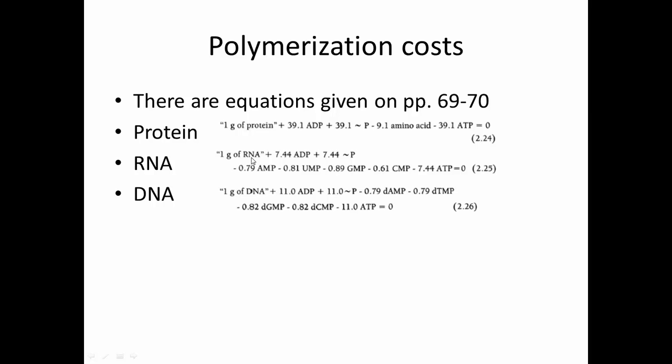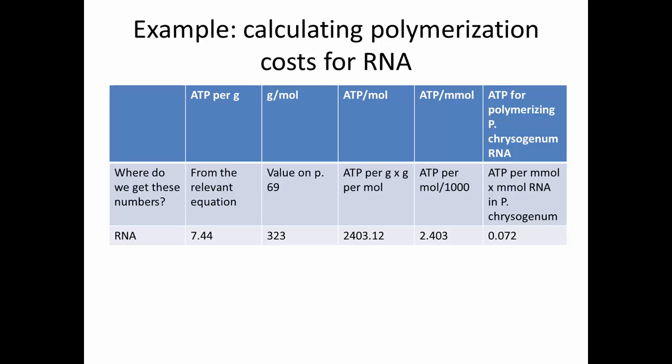However many grams of RNA, again, that comes from Table 211, but per gram of RNA made, it's a cost of 7.44 millimoles, I think, of ATP, but look that stuff up on pages 69 and 70. 1 gram of DNA, 11 ATP. Okay? So it's all there for you on pages 69 and 70. It's an important thing here.